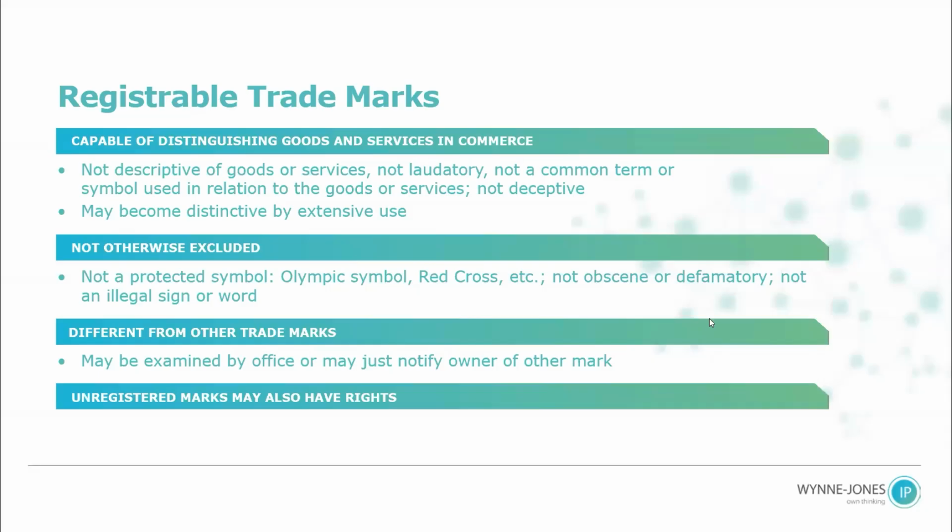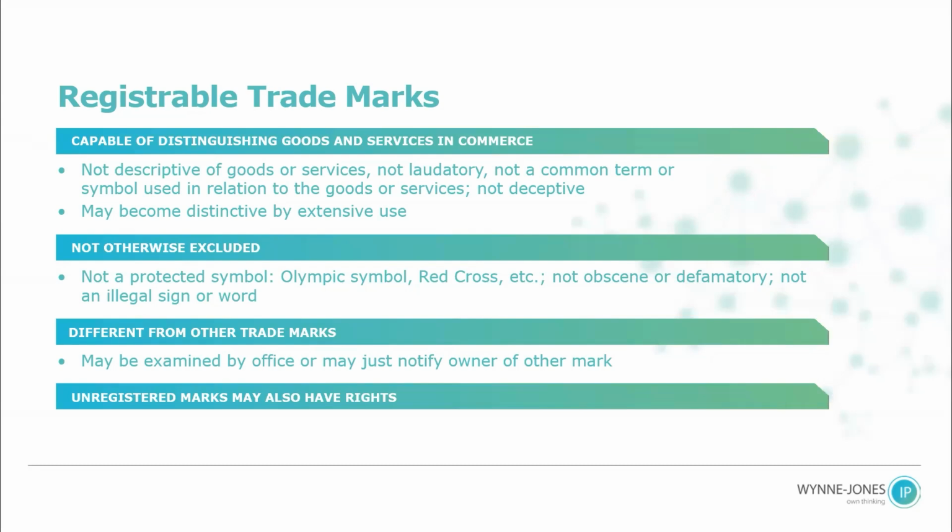So what can you register as a trademark? The trademark has got to be capable of distinguishing goods and services in commerce. So it can't be just descriptive of the goods. It can't just be laudatory. It can't be just a simple piece of puffery, a promotional term, or a common term or symbol used in relation to the goods or services. And it also can't be deceptive. The trademark cannot say something which is completely the opposite of the thing it is. So there are some general rules about that.